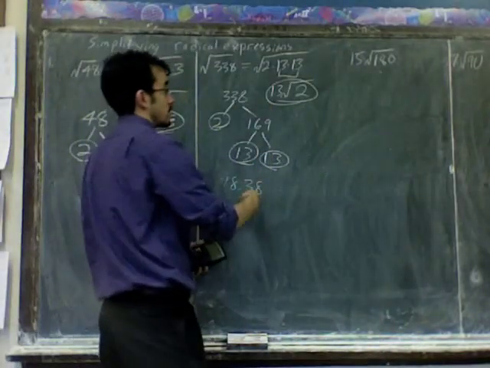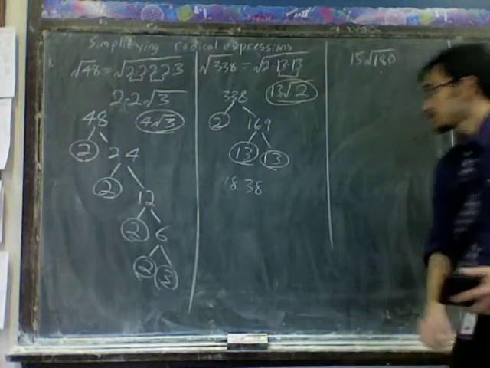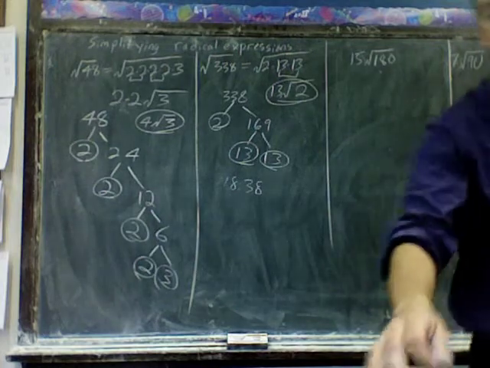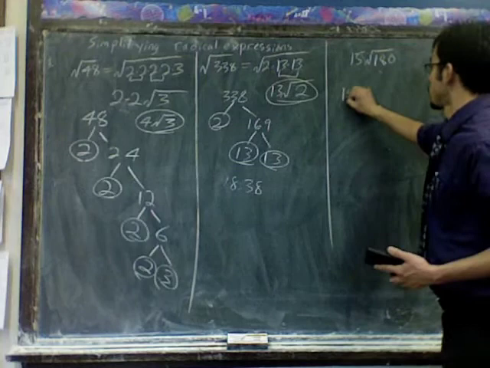That's how you can check to see if you're right. This is as reduced as it gets. Let's keep going. 15 square root of 180. Same idea. We have to factor the 180. Square root of 180.